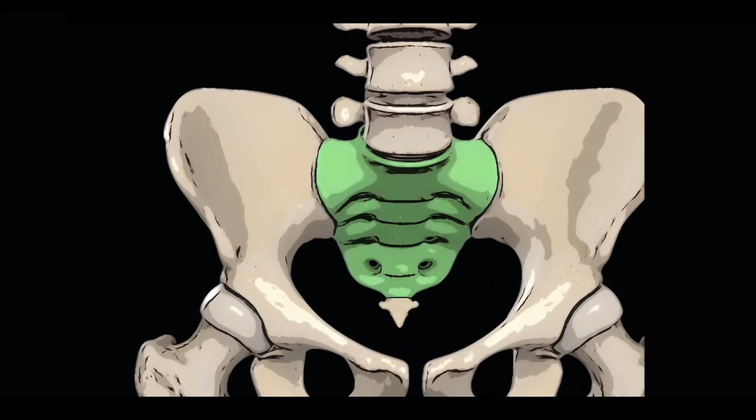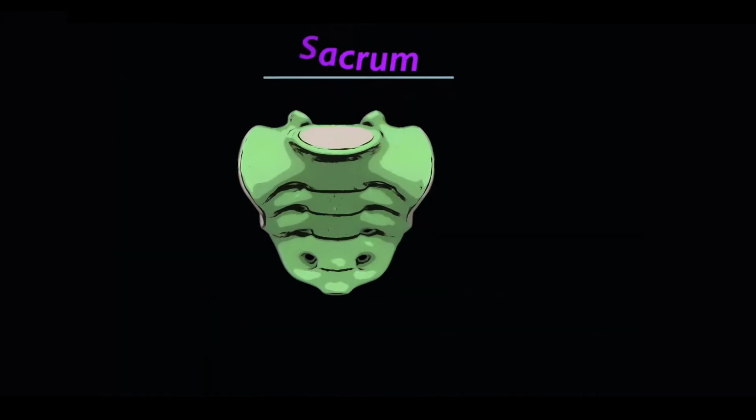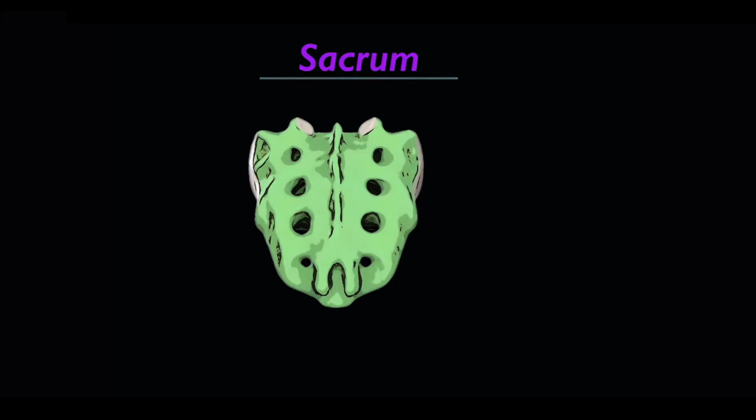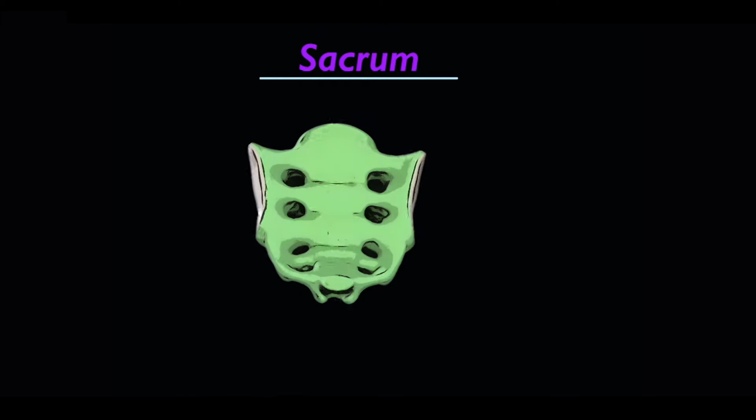Unlike the 24 true vertebrae of the cervical, thoracic, and lumbar spines, the 9 vertebrae of the sacrum and coccyx are fused, false vertebrae. They progressively become smaller from superior to inferior, a reverse of the pattern that we've seen before. The sacrum is located posterior to the pelvic cavity, medial to the iliac bones, superior to the coccyx, and inferior to the 5th lumbar vertebra.